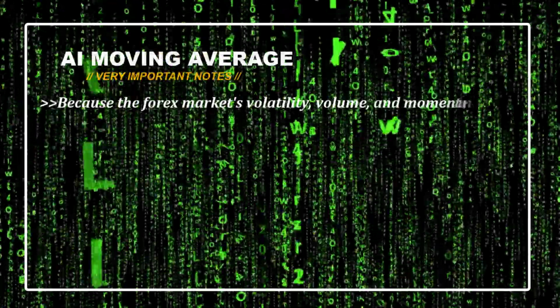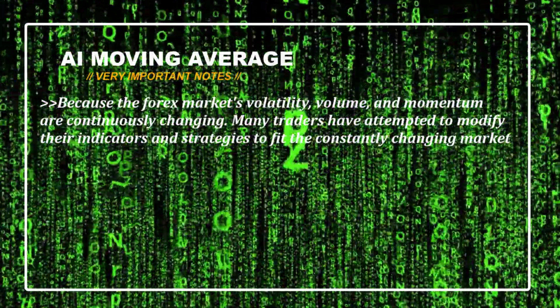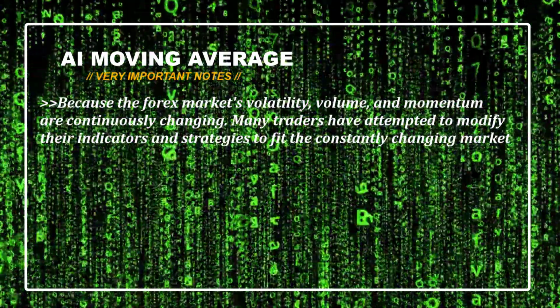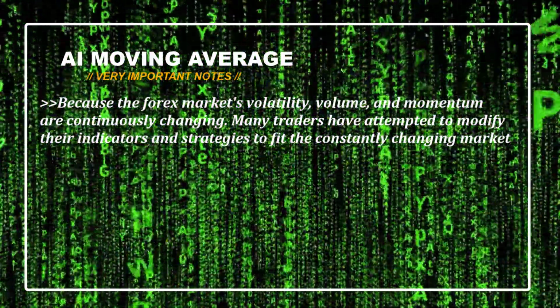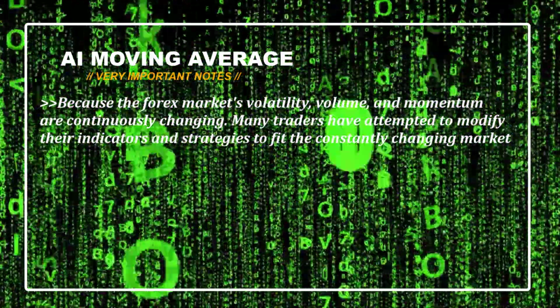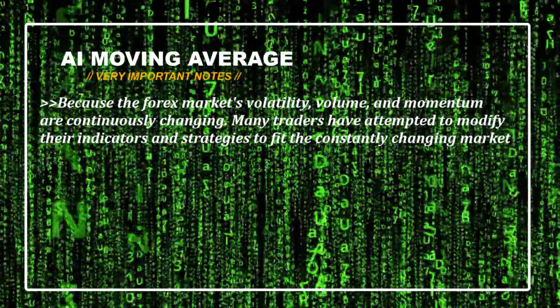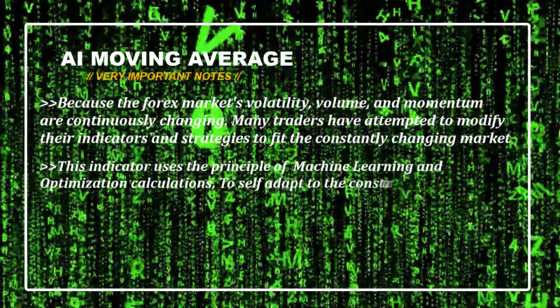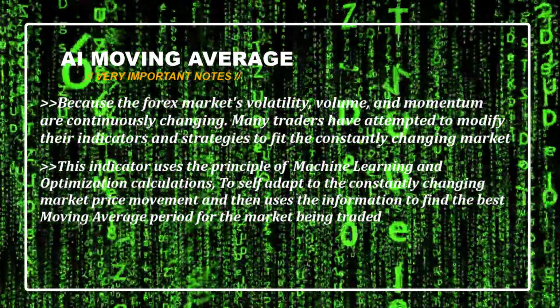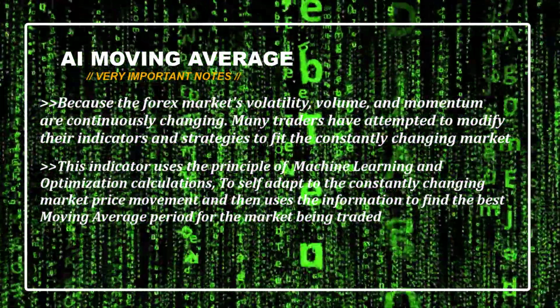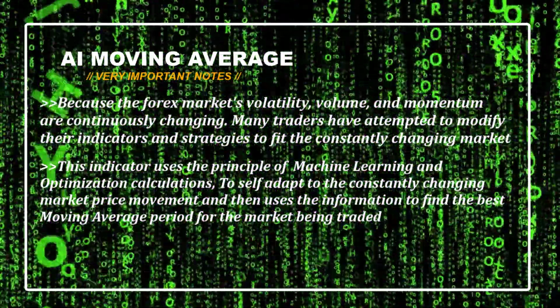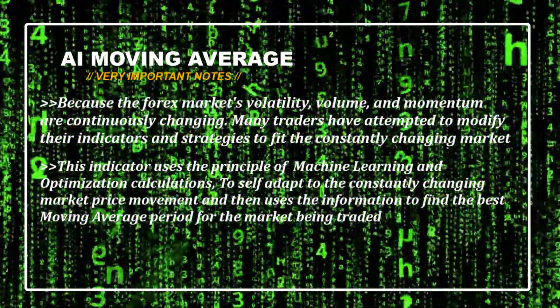Now, because of the constantly changing world of the Forex market, through its volatility, volume, and momentum, many traders have tried to modify their indicators and strategies to fit the constantly changing market. And that is why this indicator was created, as it uses the principle of machine learning and optimization calculations to self-adapt to the constantly changing market price movement, and then uses the information to find the best moving average period.